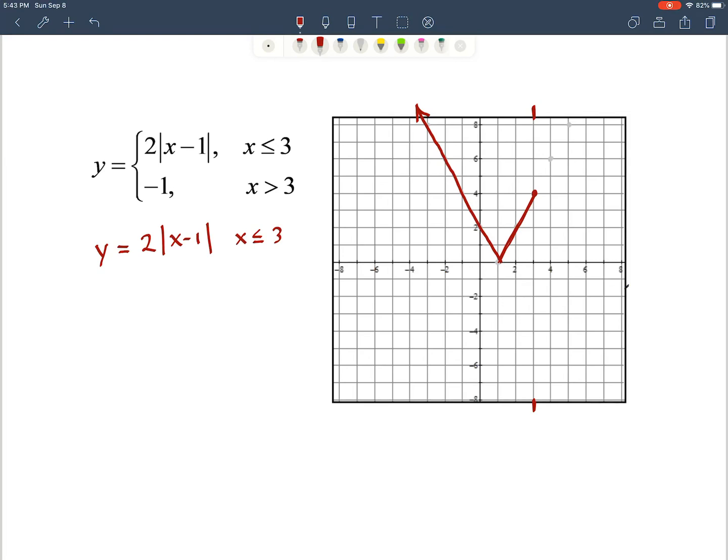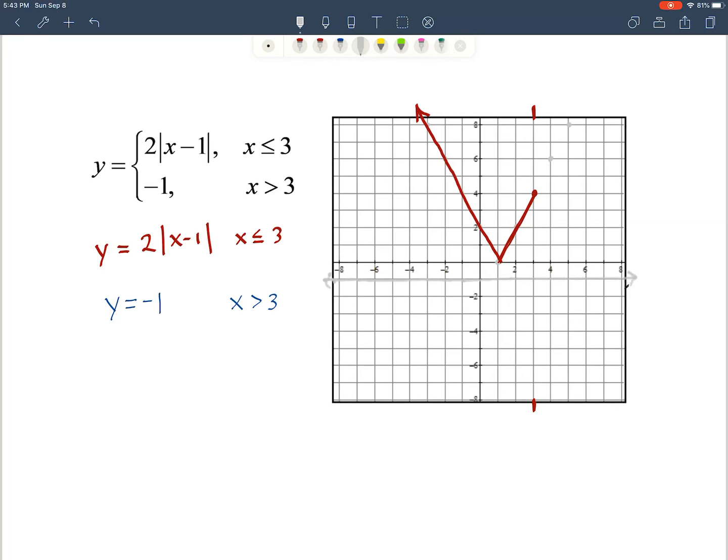Now, the other part of this function is just where y is equal to -1, and that's where x is greater than 3. So that means we need to figure out where our y is equal to -1. And remember, that is all of the points down here along this line. I'm going to sketch it in pencil here first. Where y is equal to -1, that's all these points on this horizontal line across here.